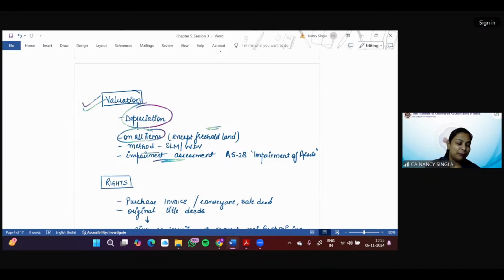So whether that impairment of assets has been done during the year or not, and whether it is in terms of AS 28. Basically, I hope you all are aware, but what is the impairment procedure? Quickly tell me if you all are aware. Send in your replies.